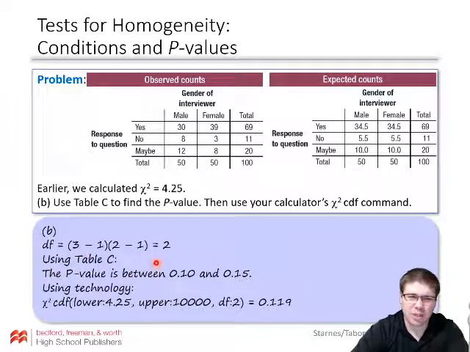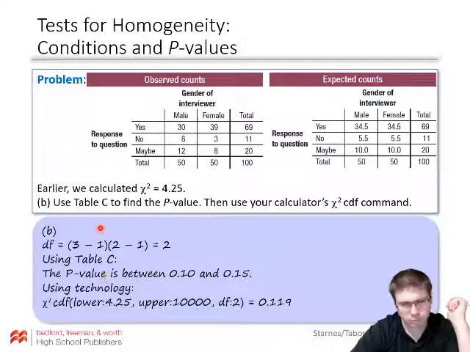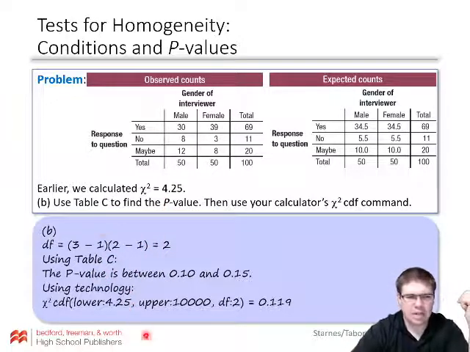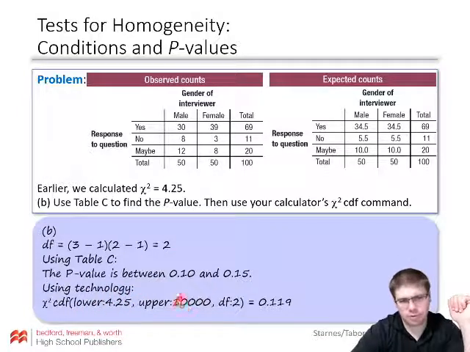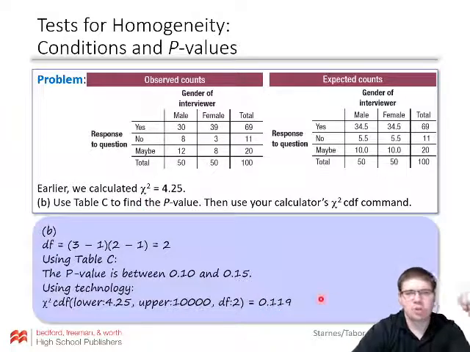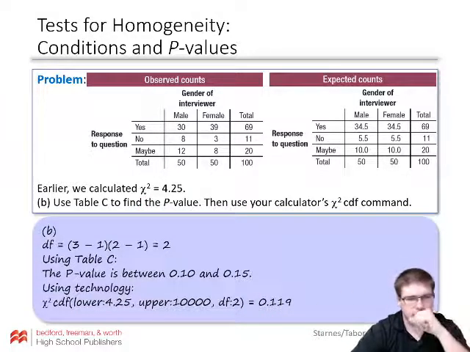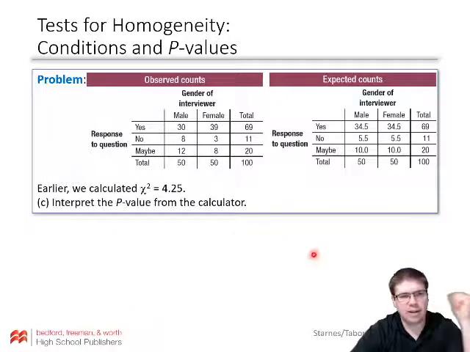Using our table, we could get an estimate for it. That was our chi-square. We could look at 2 degrees of freedom, or we can use technology. So we could do chi-square CDF from 4.25 up to infinity with 2 degrees of freedom and get 0.119, which is not small enough to be significant. So interpret the p-value from the calculator.